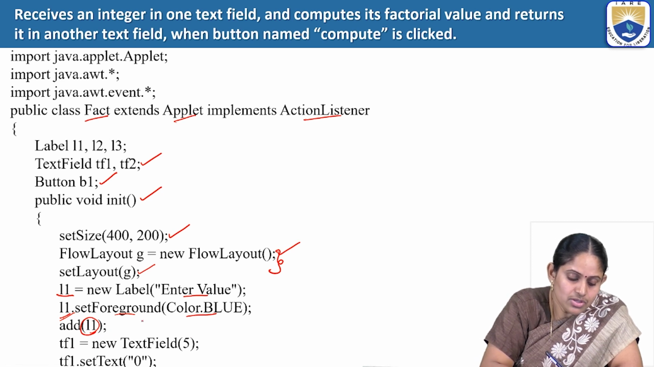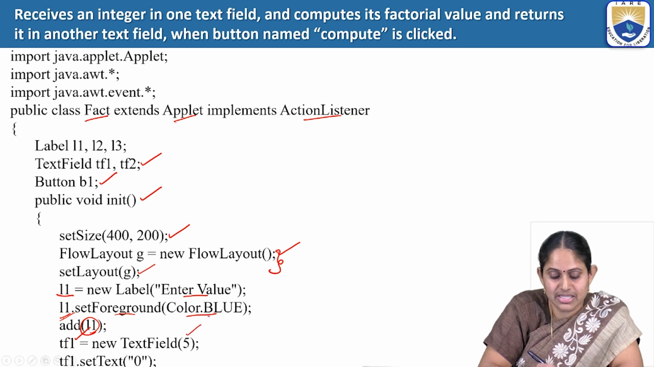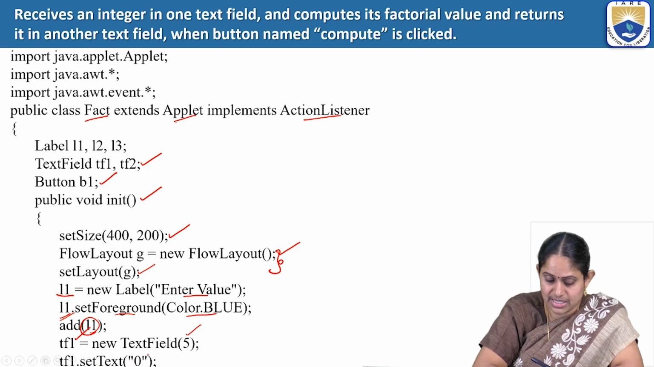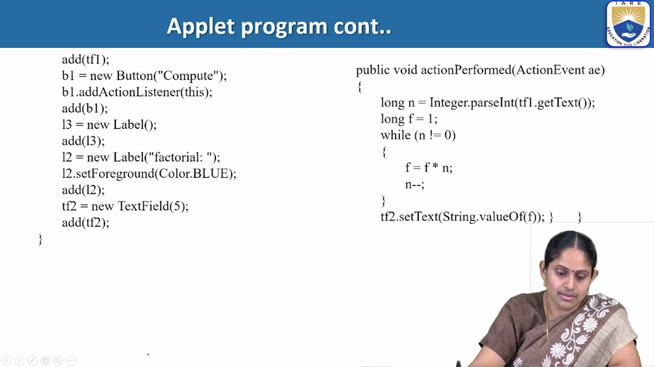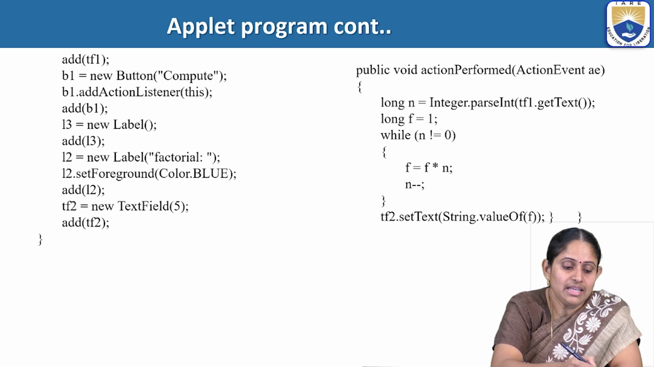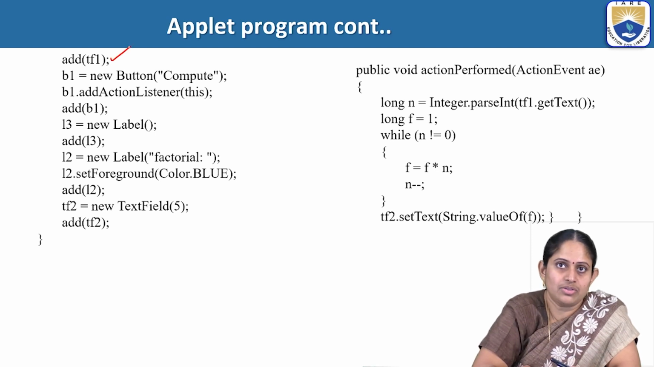Next, we are making use of the text field, which is having 5 columns, and the text is set to 0. Initial value is set to 0. Then we are adding that text field onto the applet.